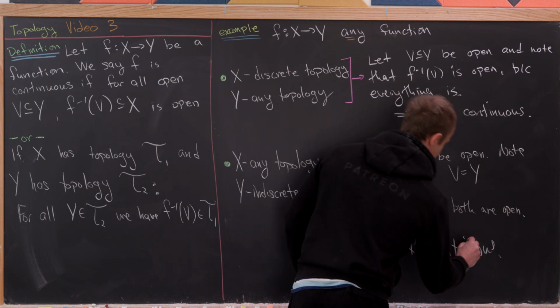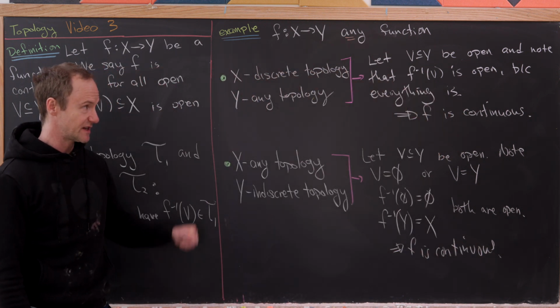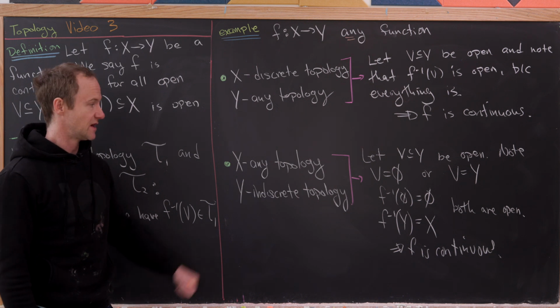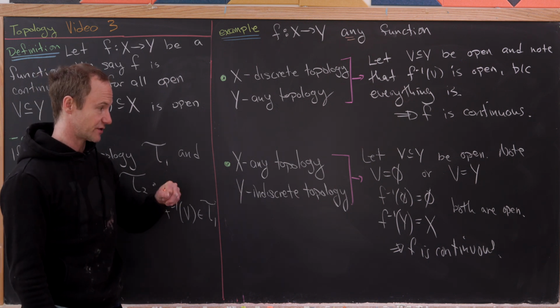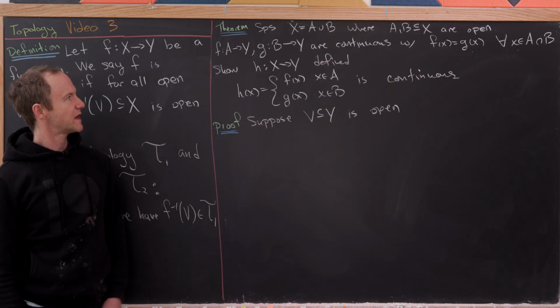So notice we've got this nice pair of results here. If the domain has the discrete topology, every function is continuous. If the codomain has the indiscrete topology, every function is continuous. Now let's look at another nice result.